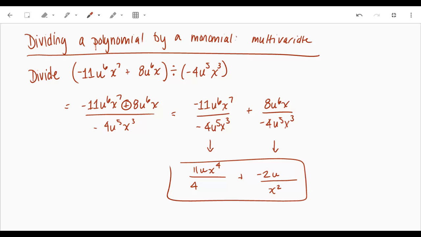Okay. All right, we got one more topic here. Graphing rational functions with holes.